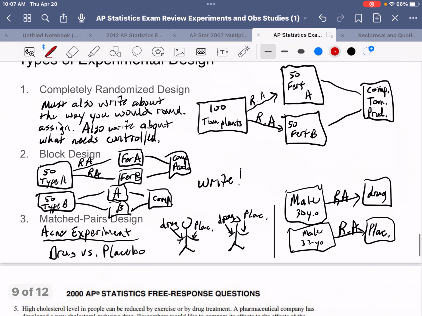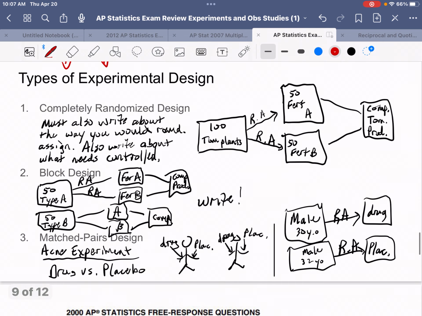There are 3 main types of experimental design that I'm hoping you remember. Completely randomized design is when you keep the group whole. So for example, here I've got 100 tomato plants of the same type, and I randomly assign half of them and randomly assign the other half of them to get the 2 different fertilizers, and then at the end I compare tomato production. If you're going to use a diagram to describe a completely random design, you must also write about the way you did this random assignment.